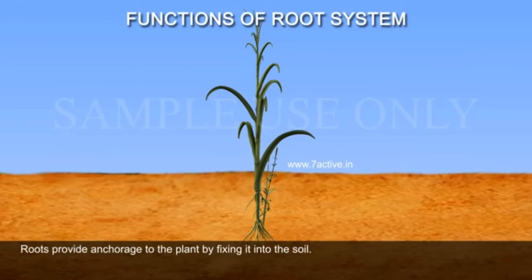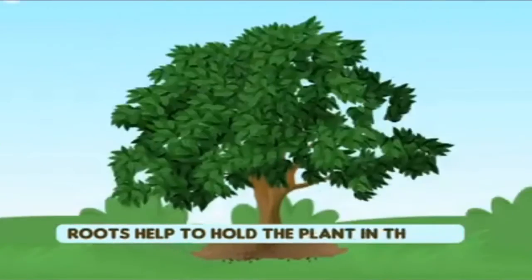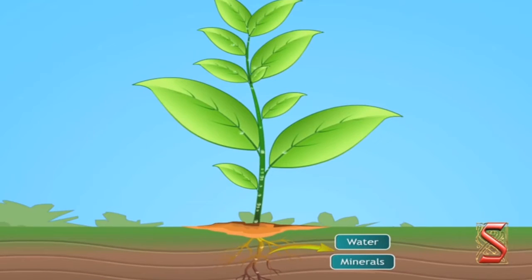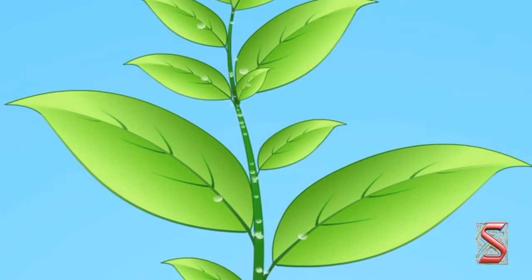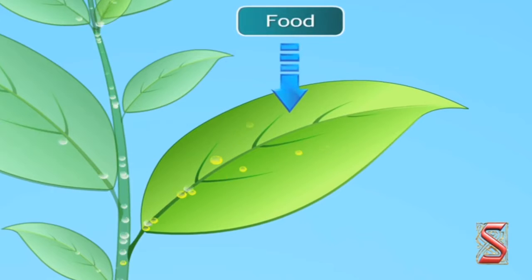Now functions. The main function of roots is to fix the plant into the soil. Whatever minerals or water are in the soil are absorbed by these roots from the soil and sent up to the plant. And some plants store food inside the root, and we eat such roots.